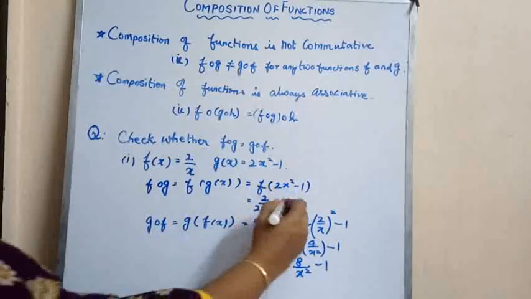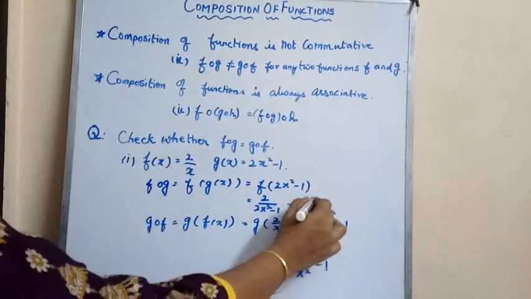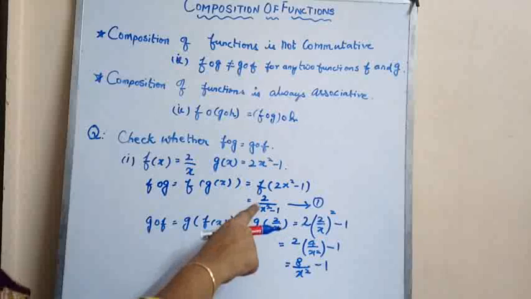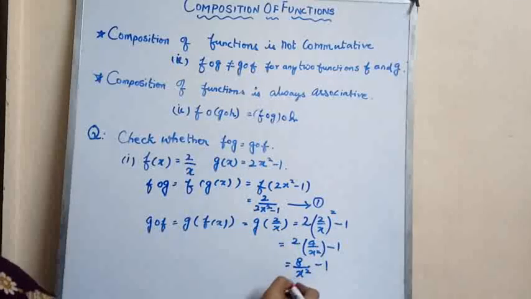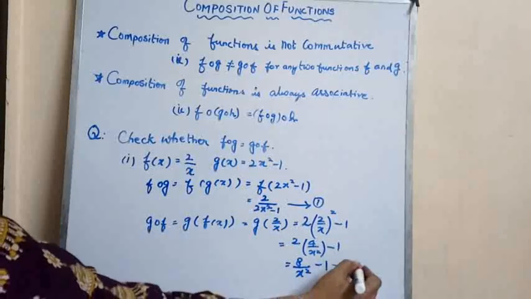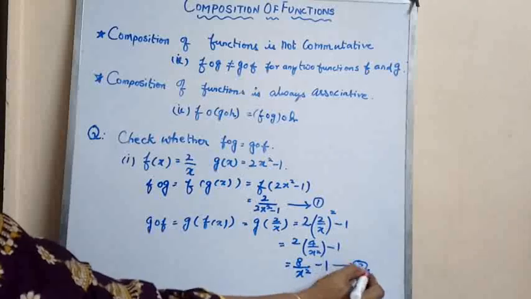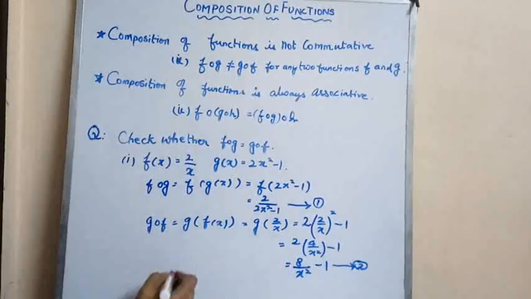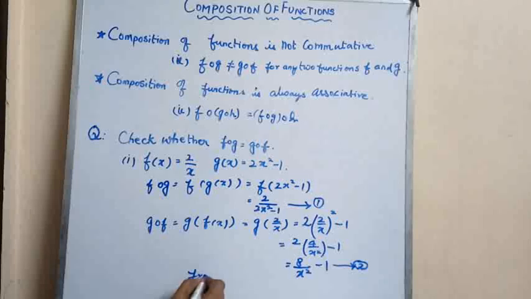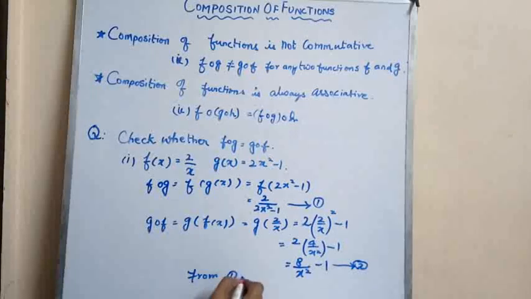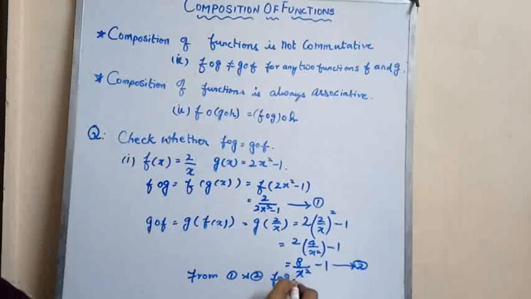So if you see, f∘g is 2 by 2x squared minus 1. g∘f is 8 by x squared minus 1. So from 1 and 2, f∘g is not equal to g∘f.